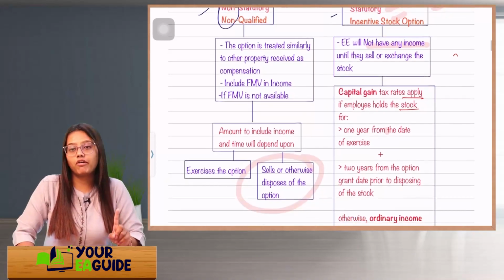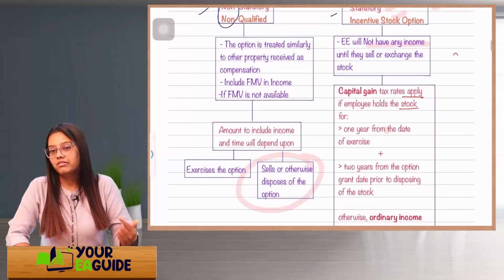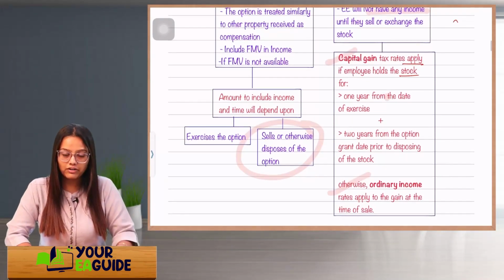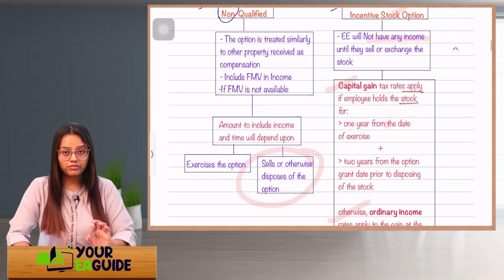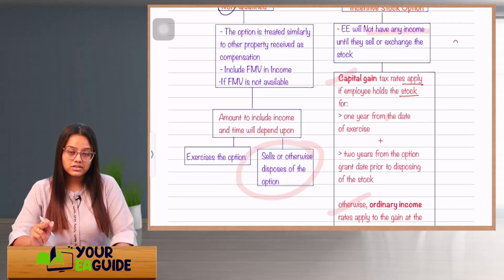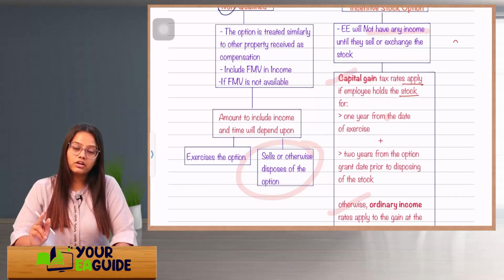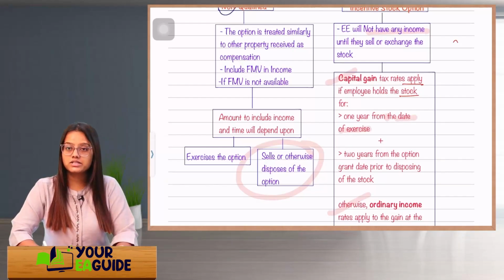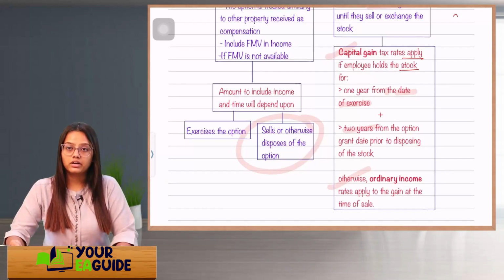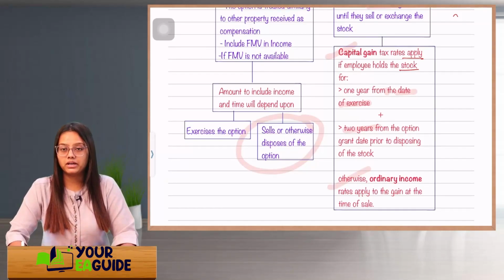Now one more thing you have to remember: when you sell it, whether it's a capital gain or an ordinary gain, you have to figure that out. How will you figure it out? Check whether you are selling these shares after 1 year from the date of exercise and after 2 years from the date of grant. If yes, it's a normal capital gain.